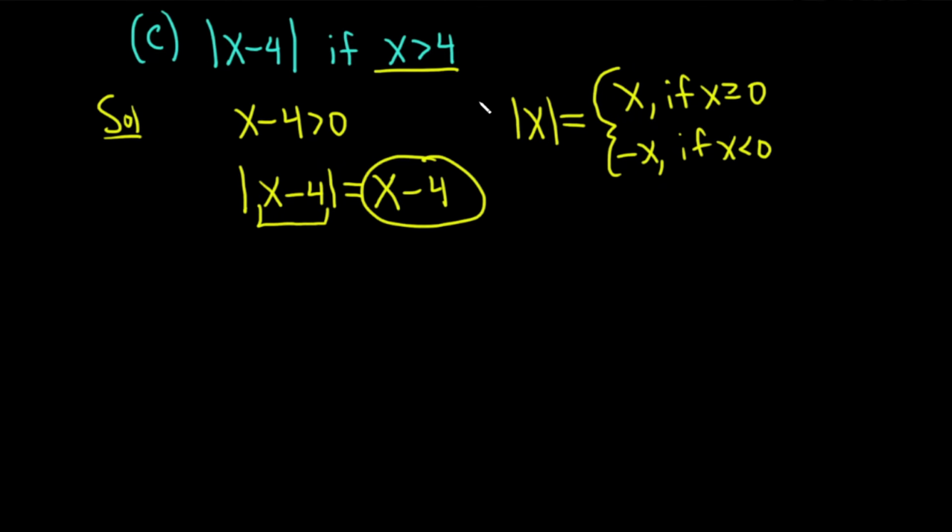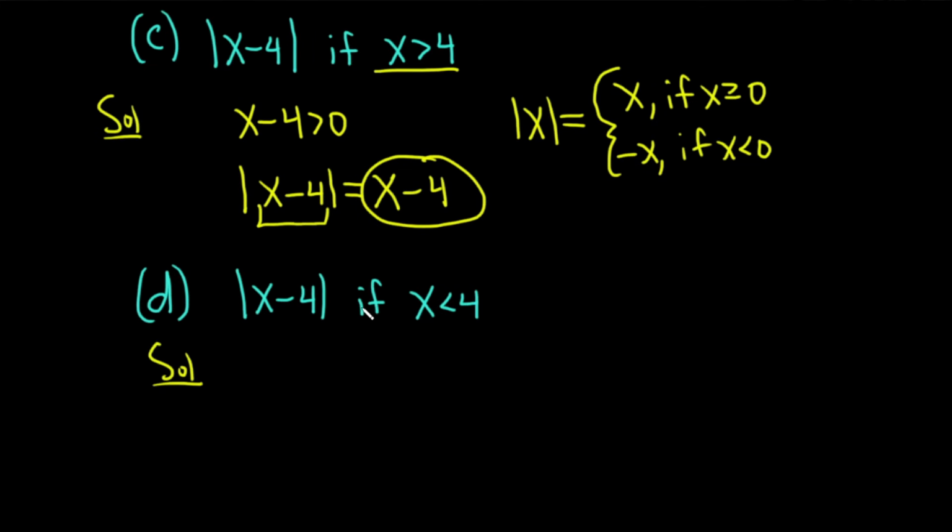Let's do another one. Part D, we want the absolute value of x minus 4 if x is less than 4. Again, very similar to the previous example, but worth doing just to get the point across because it's so important. Subtract 4 from both sides here, we're going to get x minus 4 less than 0.